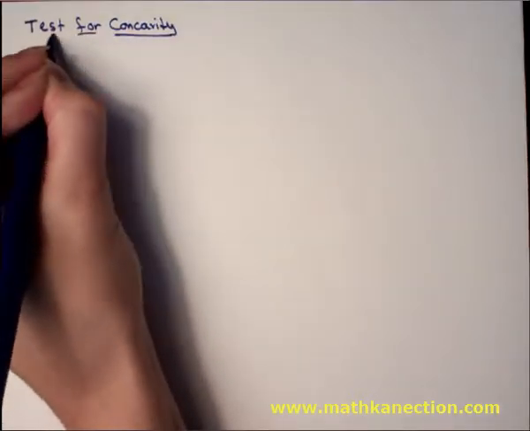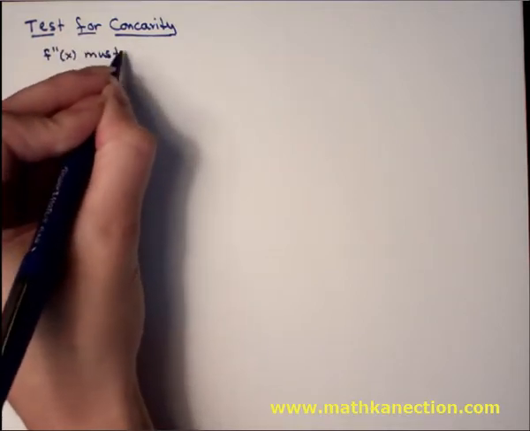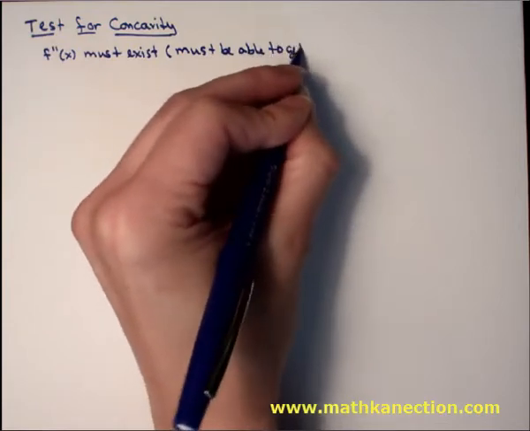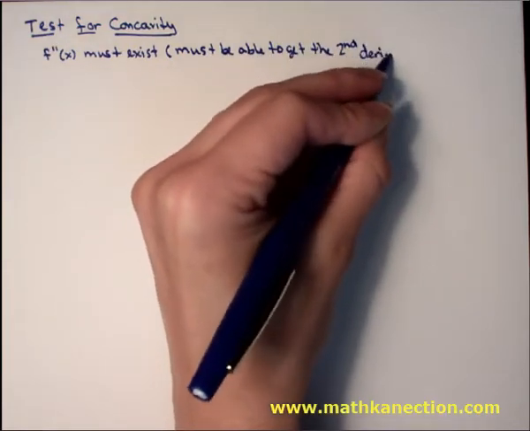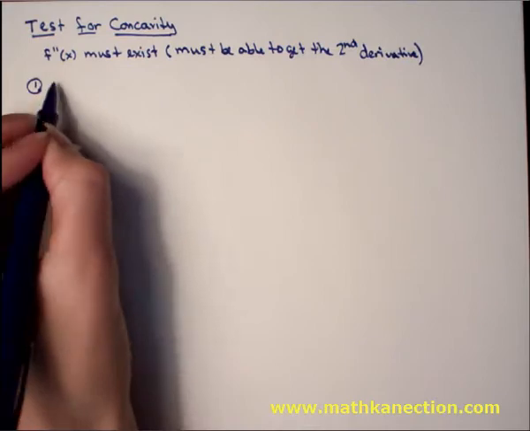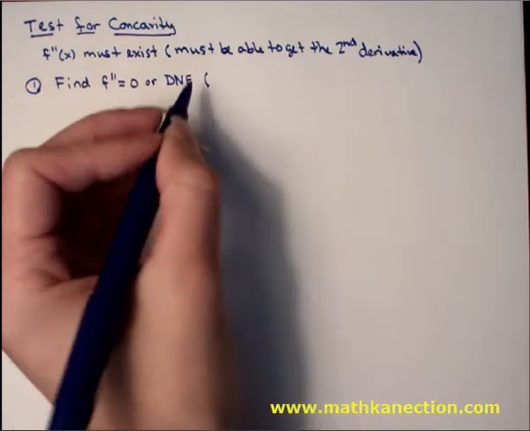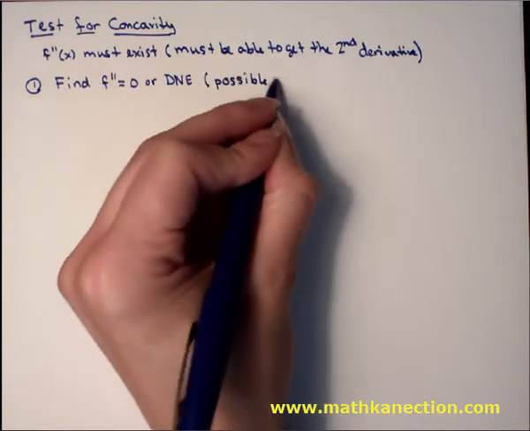So to test your function for concavity, the second derivative must exist. So you must be able to take the second derivative. If you can't take the second derivative, you cannot test for concavity. First thing you're going to look for is when the second derivative is equal to 0 or does not exist. That'll get you the possible inflection points.